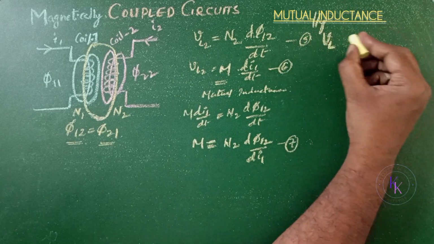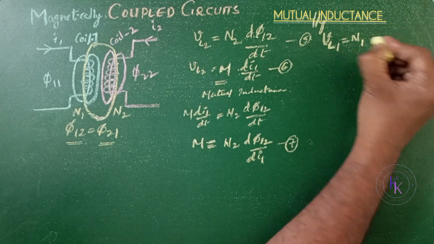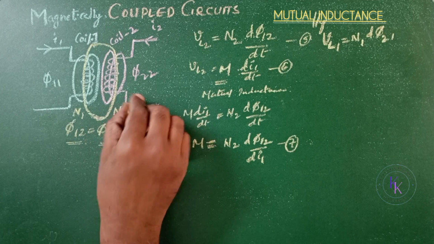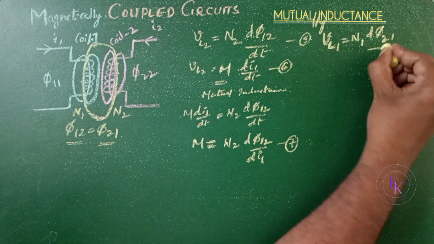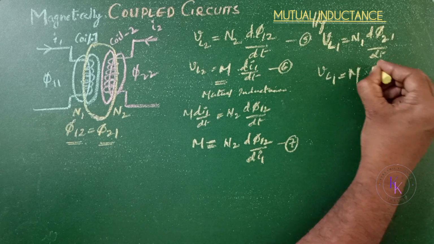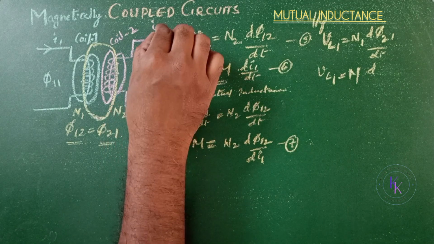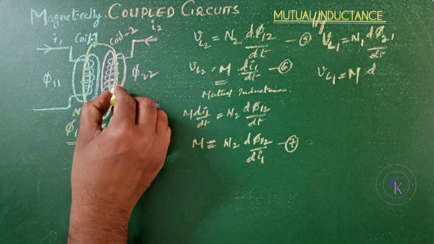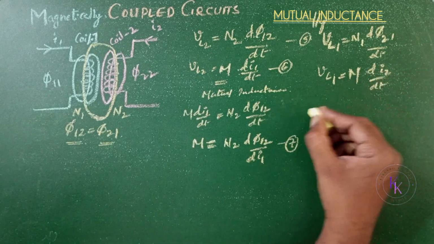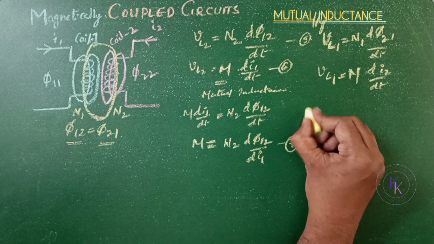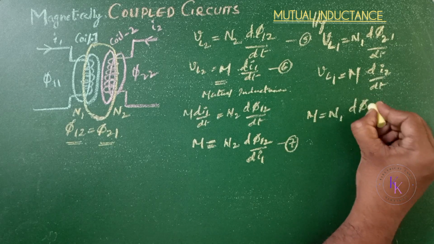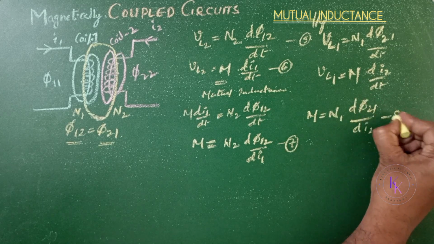Similarly, the voltage induced in coil 1 is given by the number of turns in coil 1 multiplied by d of the flux linked to coil 1 from coil 2, phi 21, divided by dt. The induced voltage equals the mutual inductance multiplied by the rate of change of current I2, as phi 21 is the flux in coil 2 which is linked with coil 1, so dI2 by dt. Equating them, we finally get M equals the number of turns in coil 1 multiplied by d phi 21 by dI2. Let it be equation number 8.